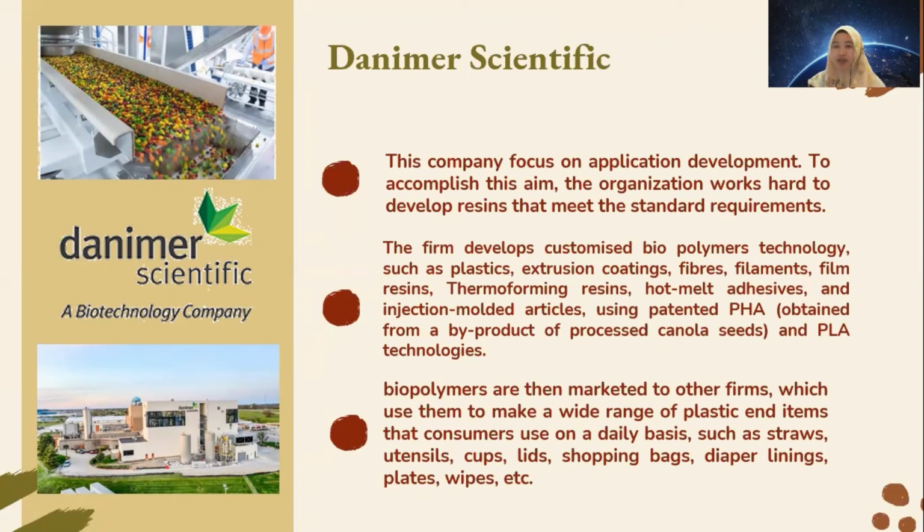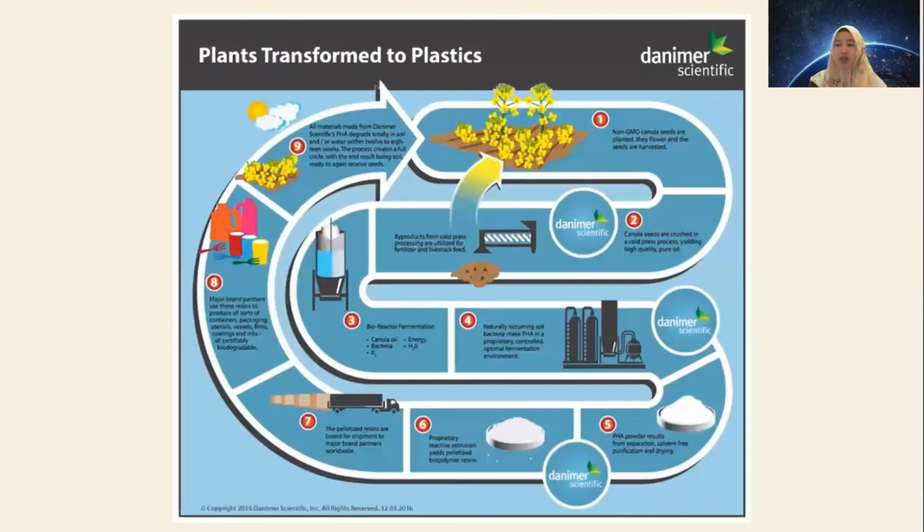So then these products that we make will then be sold off into other larger brands, which will then produce the plastic end items that consumers will use on a daily basis. For example, like straws, utensils, cups, lids, and so on. So let's go into more detail on how it actually produces the PHA. So here we have, on the first process, canola seeds are planted, and then it forms the plants, flowers, and the seeds from those flowers are then harvested and crushed in a cold press process, yielding high quality pure oil.